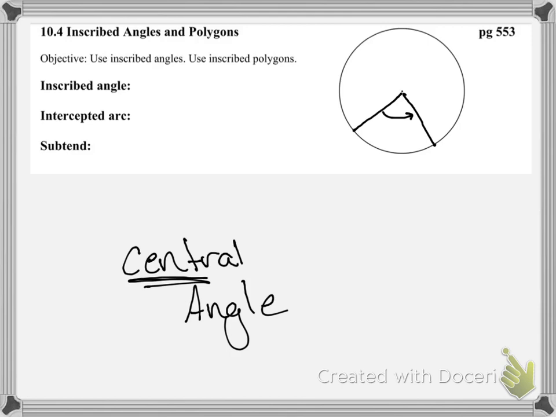In this section, we're going to talk about a different type of angle, which is an inscribed angle. How an inscribed angle is different is its vertex isn't on the center. It has its vertex on the circle. So here, if this is my vertex right here.